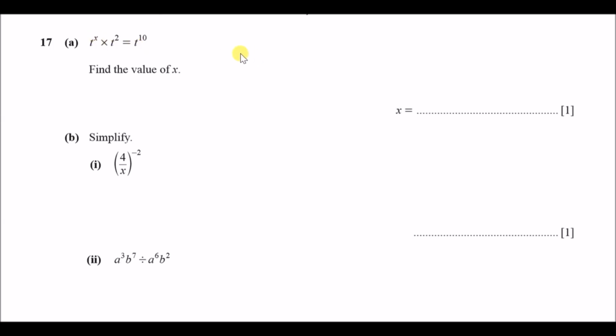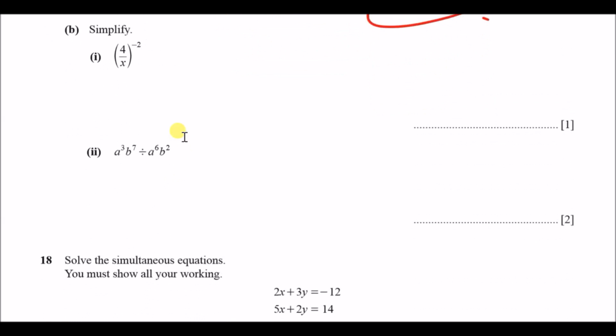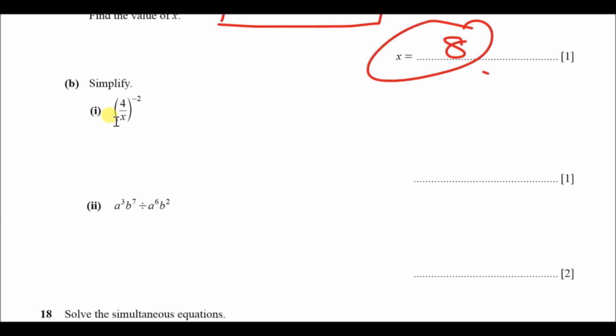So adding the powers, you got x plus 2, and that must equal 10. Yep, and that's it. And then subtracting 2, you get x equals 8. Yeah, not bad. B. Simplify 4 over x to the power of negative 2.